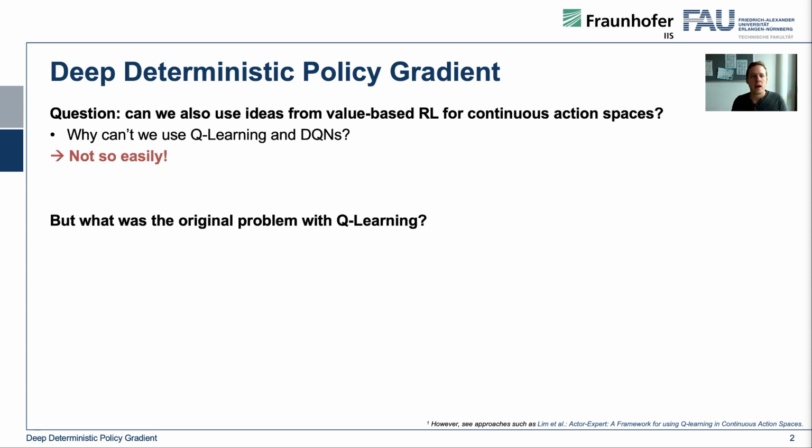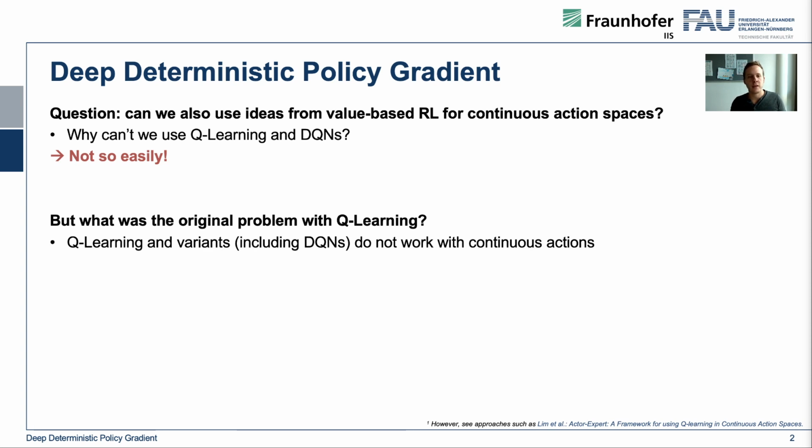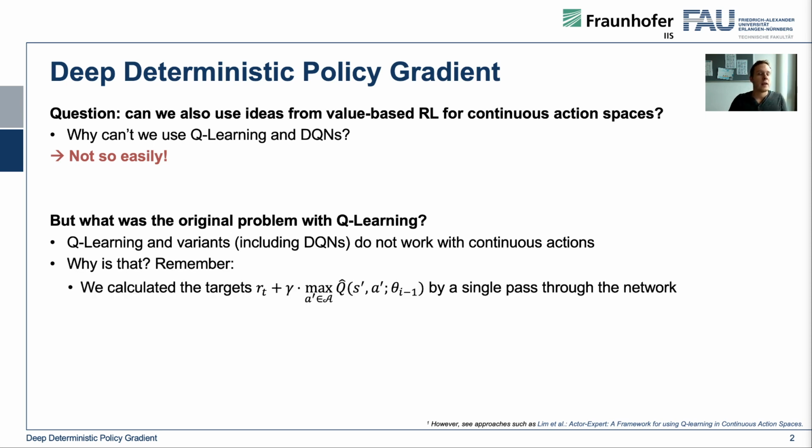if you remember how we defined DQNs, what were the original problems that we had with Q-learning? The thing is that Q-learning and variants, including DQNs, do not work with continuous action spaces. And why is that? Remember that we calculated the targets of our Q values in the update function of our temporal difference learning target using this equation. And this was the Q-learning target.